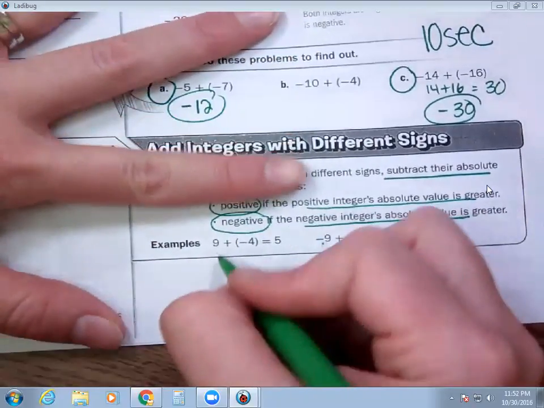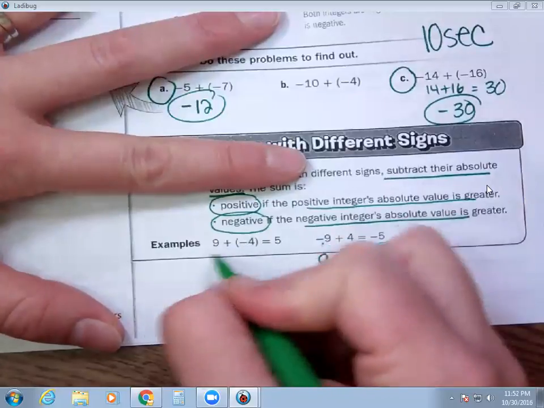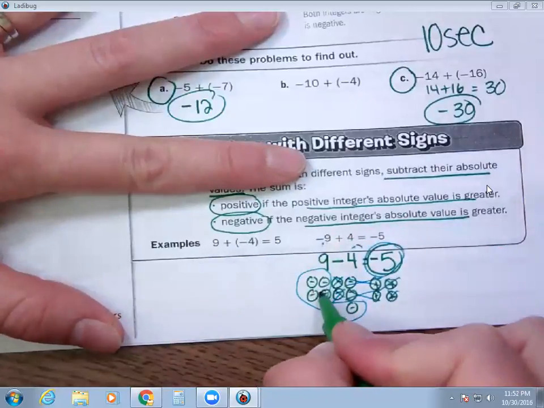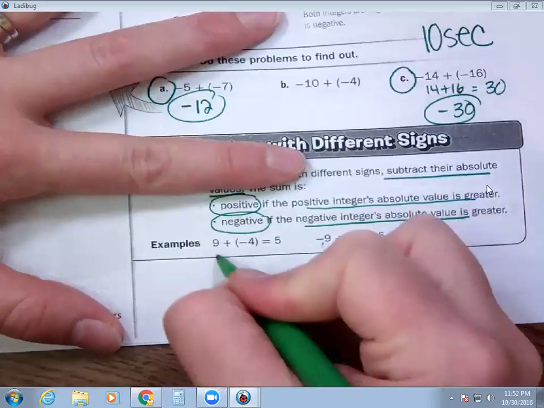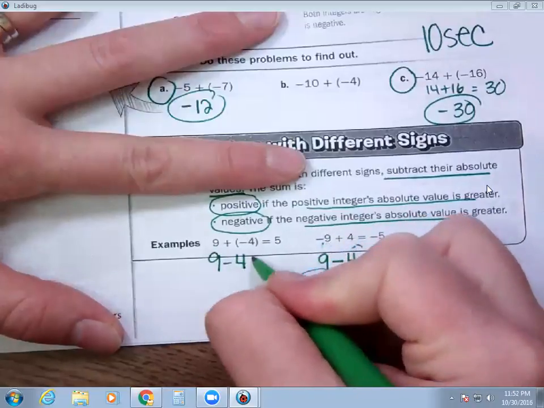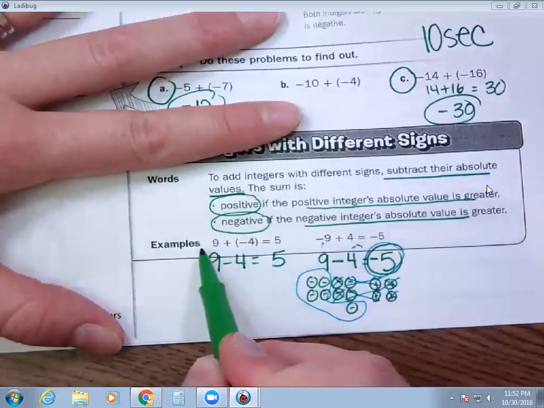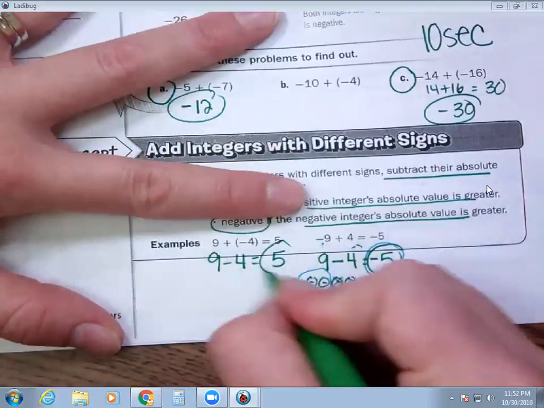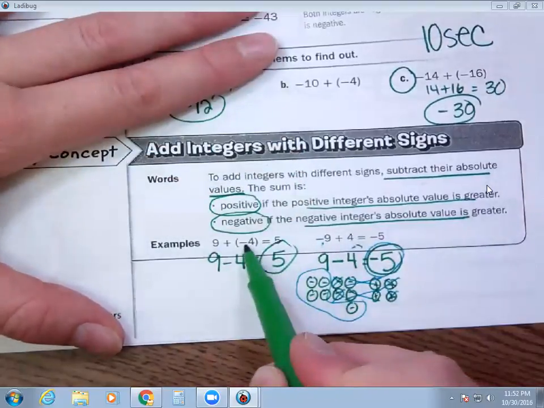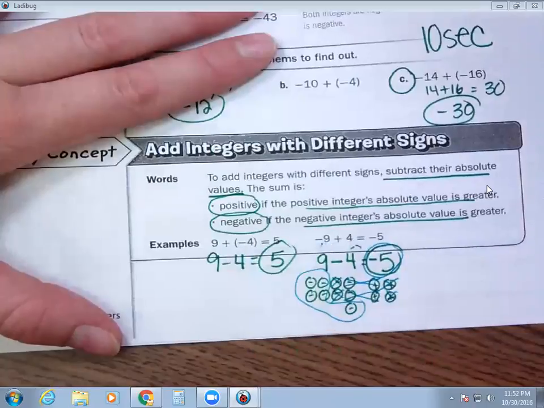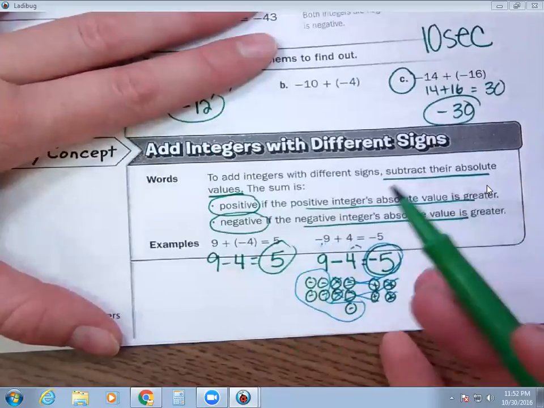Over here, it's the same kind of deal, but this time I've got positive chips here and negative chips on this side. So what's left when we subtract those is 5, and then I look back at my problem, the 9 is the one that has the biggest absolute value. It's got the most chips in the pile, and it's positive, so my answer is positive. The difference is the sign has changed. That's the only difference. The answer is the same number, 5, but one is negative and one is positive.